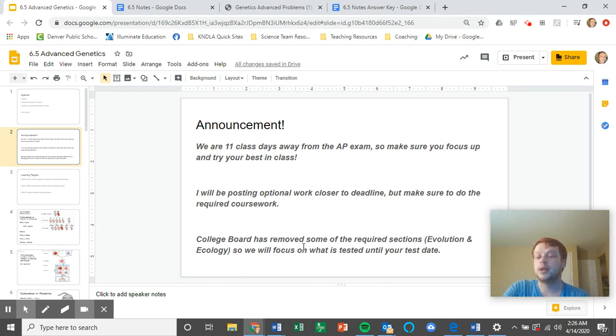So the important thing is that College Board realizes that this is a time of stress and that this is kind of an unprecedented adventure for all of us. So they have removed some of the required sections, specifically our last 2 units that we were going to cover in this class. So evolution and ecology are no longer required, which means all we need to do is get through genetics, and then we can start reviewing some of the content that we know will be on the exam.